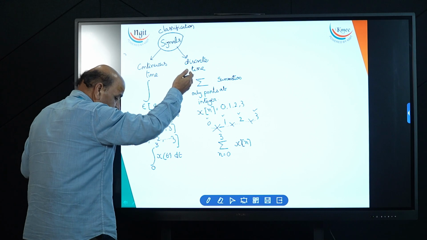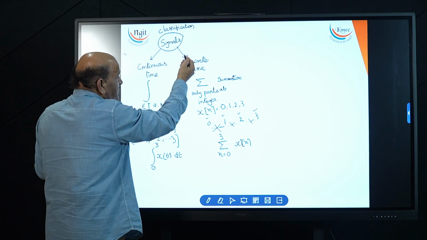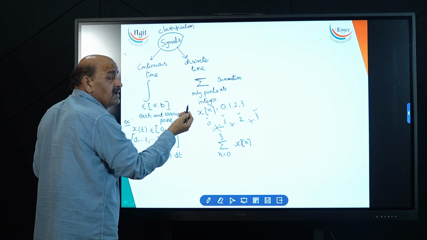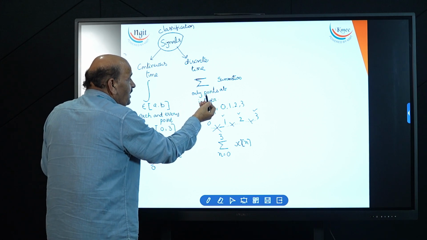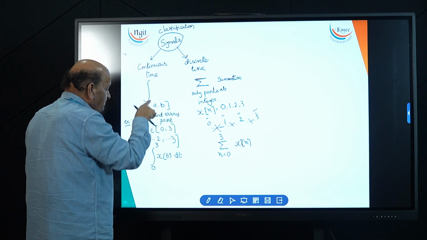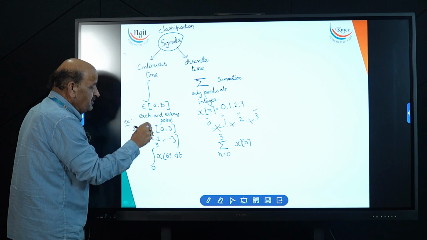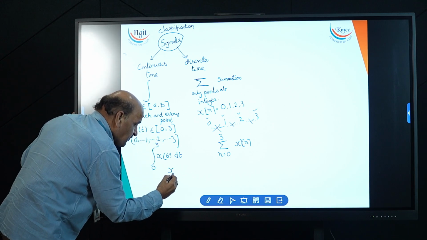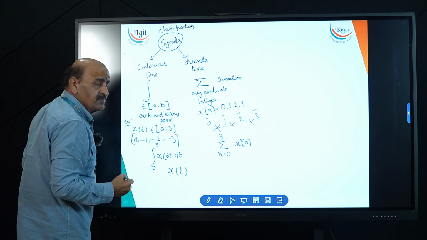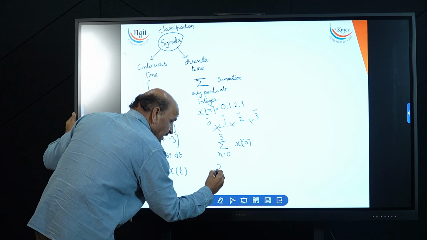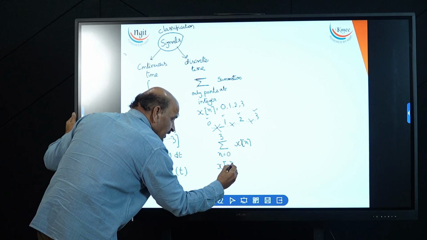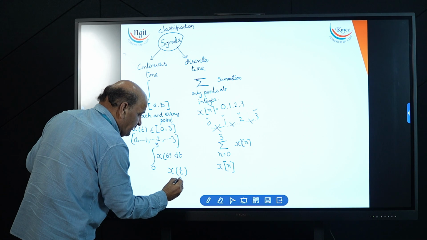Now come to the right branch. This is called discrete time signals. Discrete time signals are denoted by a symbolic representation called summation. Summation means only at integer points. Here, for continuous signals, we write x with parentheses t, a parenthesis phase. But here we write the same x, the name of the signal, using a square bracket of n. Look at the differences between these two.